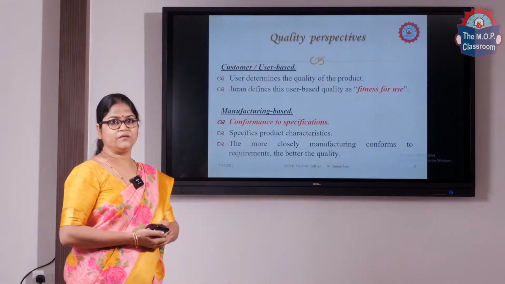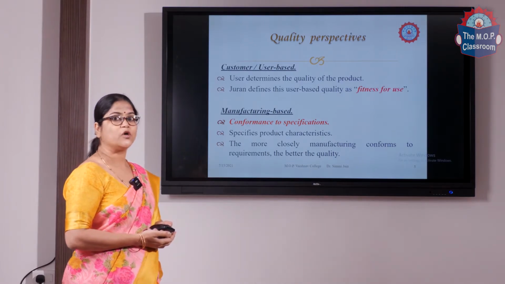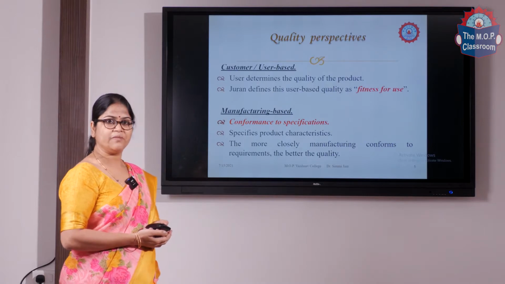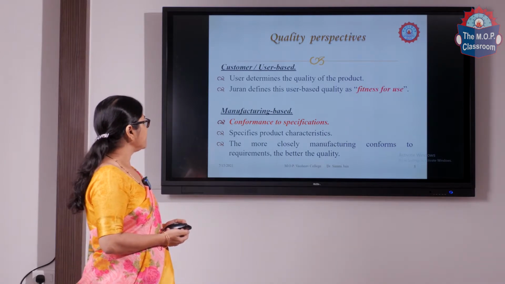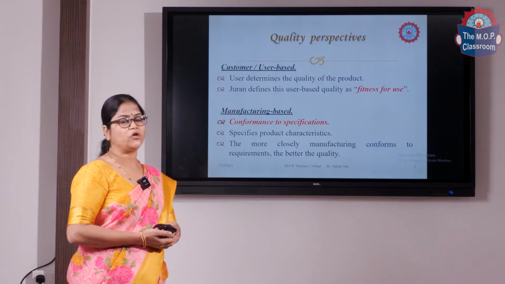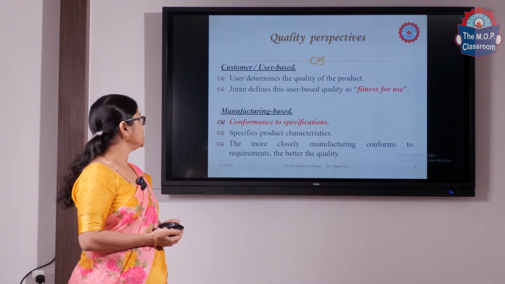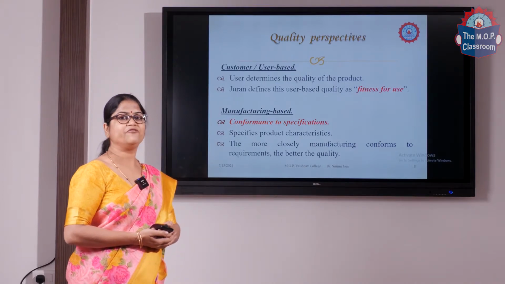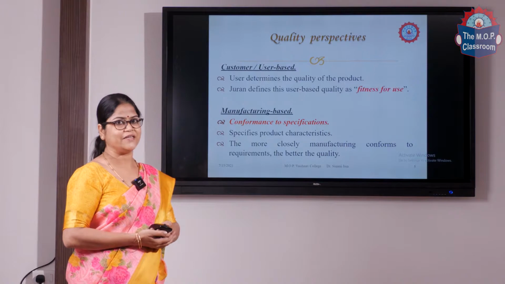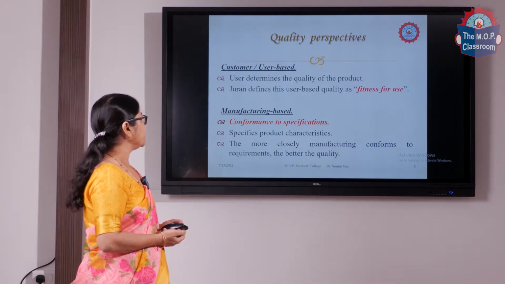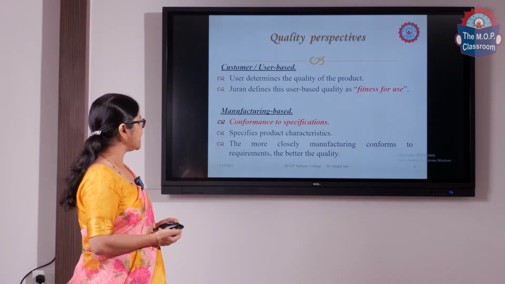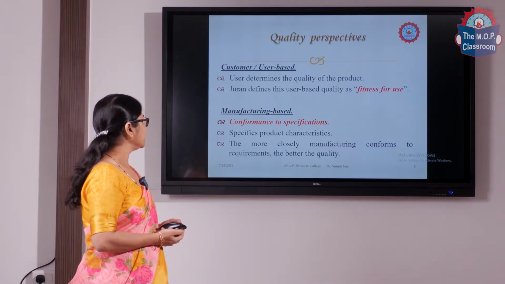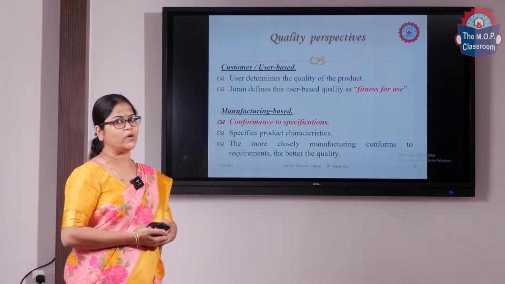Now, let's understand what is meant by quality perspectives. Perspectives can be customer or user based, manufacturing based, product based, and value based. When it is a customer based perspective, the user determines the quality of the product, and very conveniently the fitness for use definition by Juran fits in here. The perspective based on manufacturing requirements is the conformance to the specifications, with specified product characteristics. The more closely manufacturing conforms to the requirement, the better the quality.